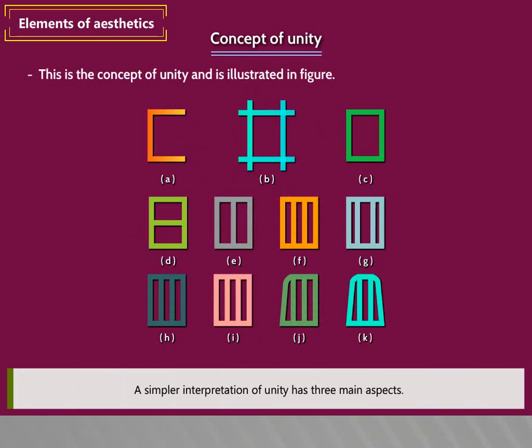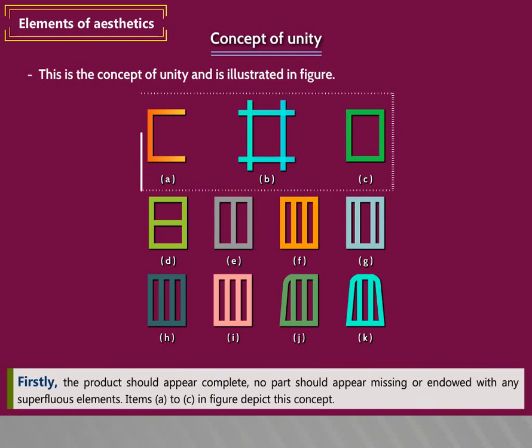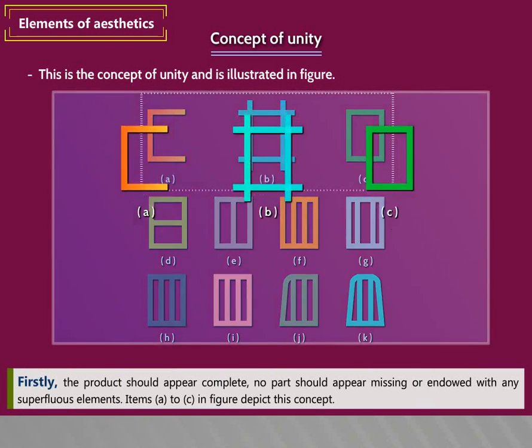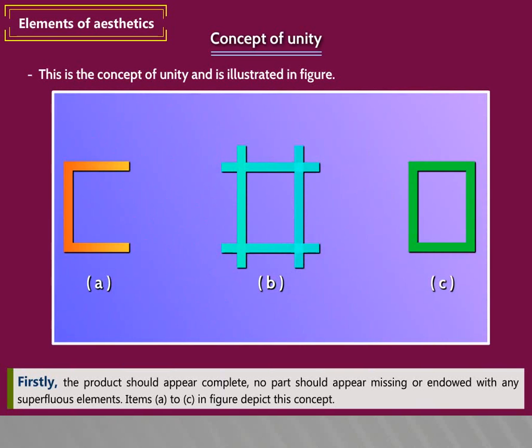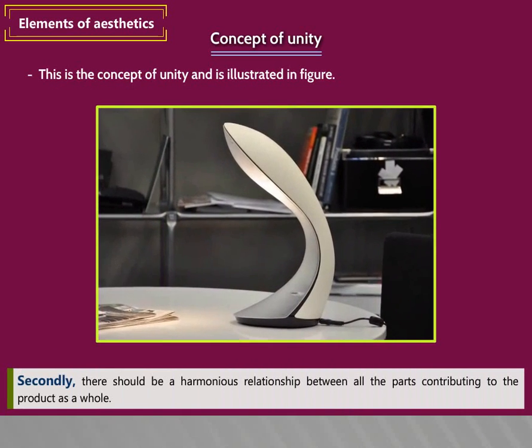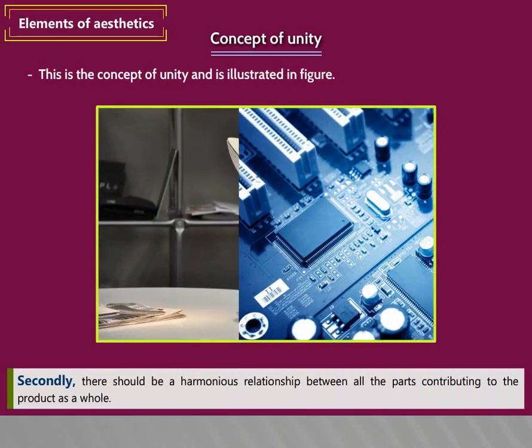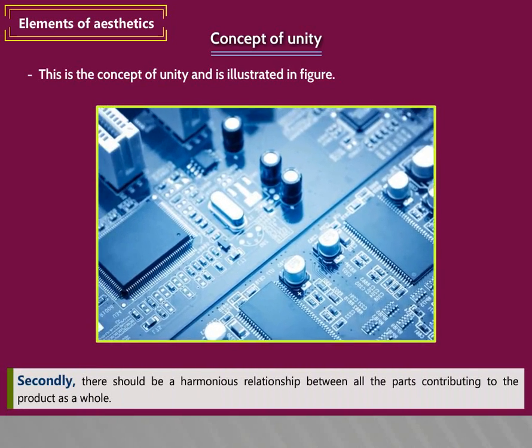A simpler interpretation of unity has three main aspects. Firstly, the product should appear complete. No part should appear missing or endowed with any superfluous elements. Items A to C in figure depict this concept. Secondly, there should be a harmonious relationship between all the parts contributing to the product as a whole.